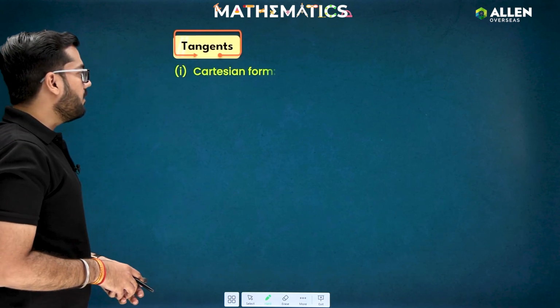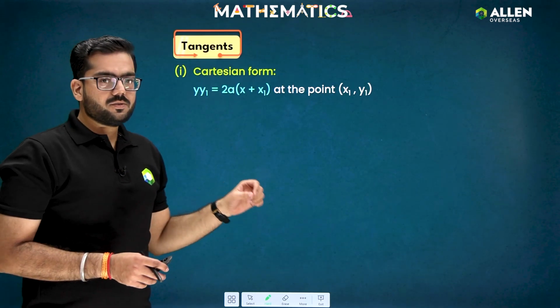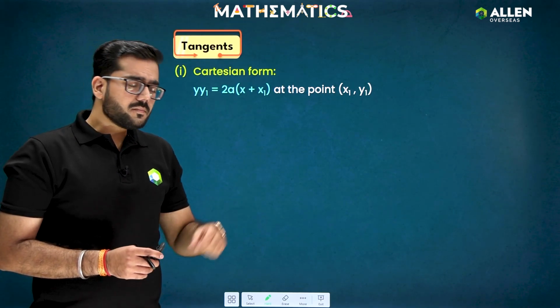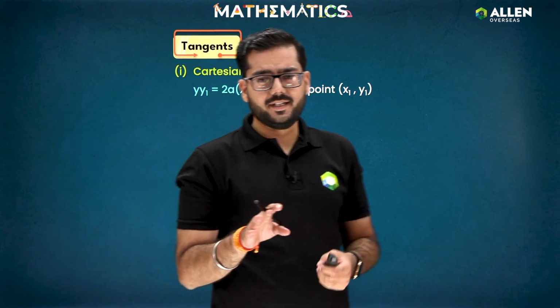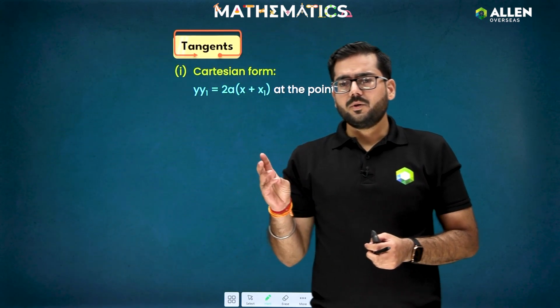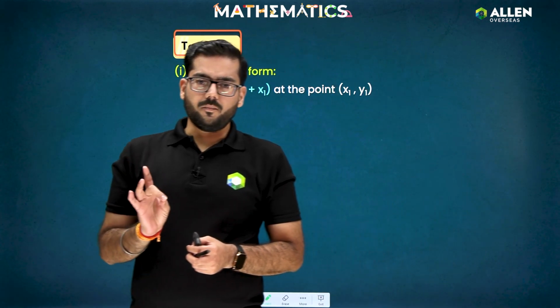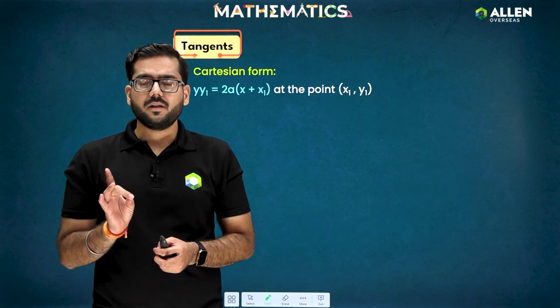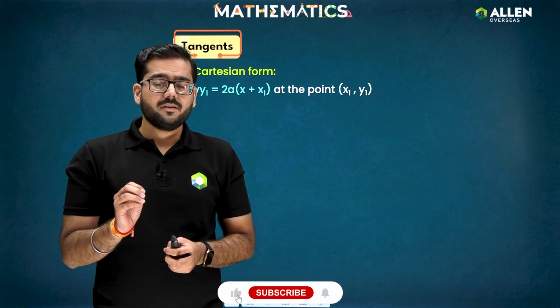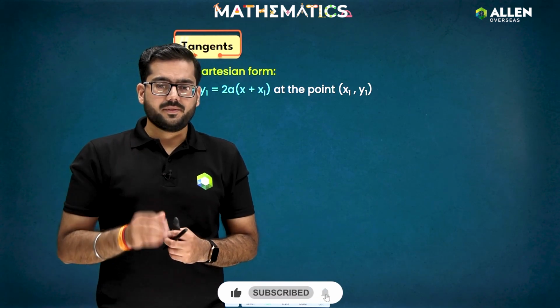So the first one is the Cartesian form. It is also known as the point form. See, we have the equation of a tangent in three forms: point form or Cartesian form. Second one is the parametric form. Third one is the slope form. I will tell you in which case we will use a particular equation.